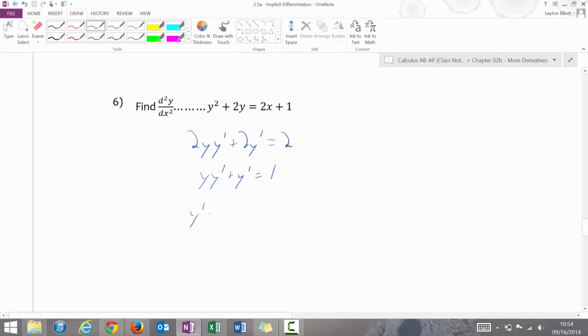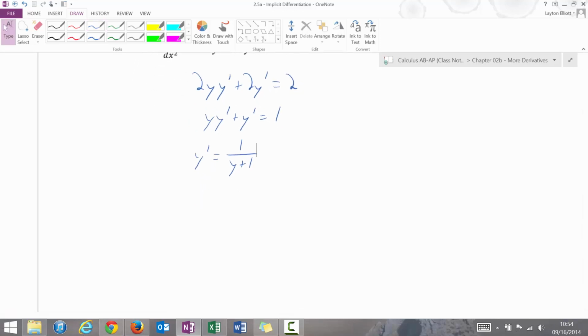Factor out my y prime and divide what's left. So I should get 1 over y plus 1. If I write this as y plus 1 to the negative 1, then when I take the second derivative, y double prime, I'm going to get negative, well, let's do the derivative of the inner first. The derivative of the inner is going to be y prime, and then I have negative 1, y plus 1 to the negative 2.